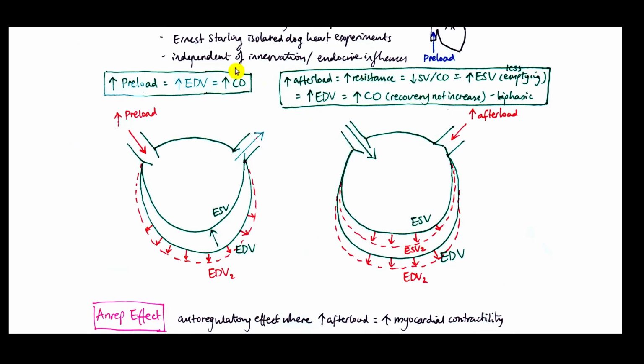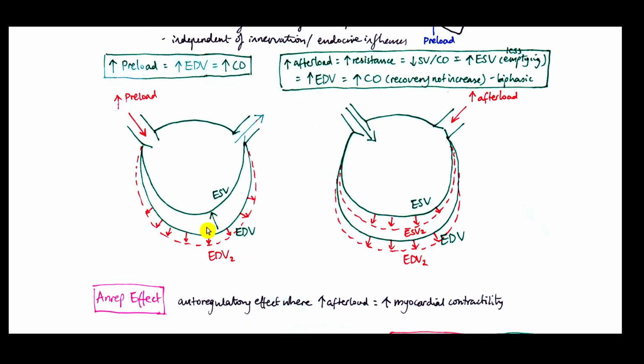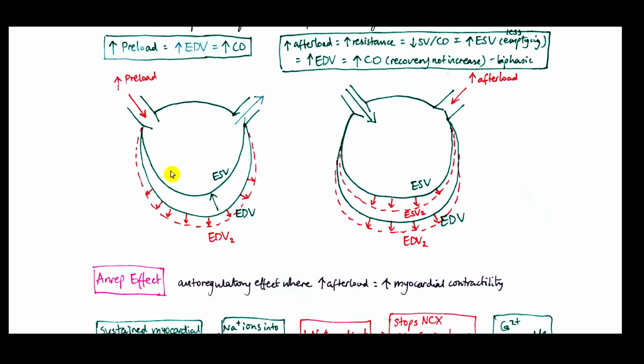So Starling found 2 main things. Firstly, preload. Increasing preload increases the end diastolic volume, and that increases cardiac output. So if we just look at the green here, ignore the red first. So we have the end systolic volume and the end diastolic volume. So the blood would normally fill, it would expand the heart muscle, and then it would contract. So it would become a smaller volume, isovolumetric contraction at first, and then as the blood squeezes out, the volume would decrease to the end systolic volume.